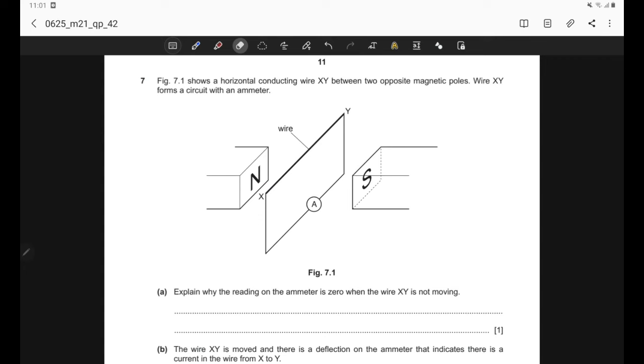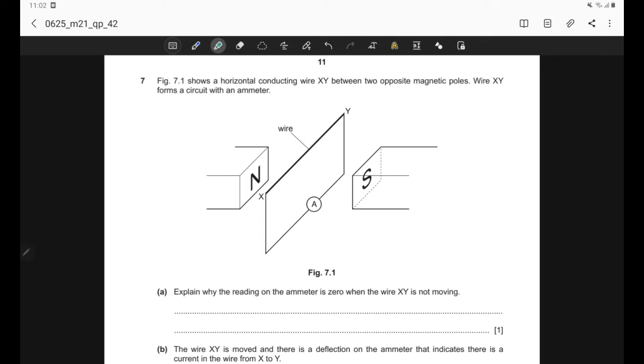And a wire XY, which is a conducting wire, that means a current can flow through the wire, which is kept in between these magnetic poles, and this conducting wire is connected to an ammeter. So the ammeter will show a reading whenever there is a current flowing in this conducting wire.